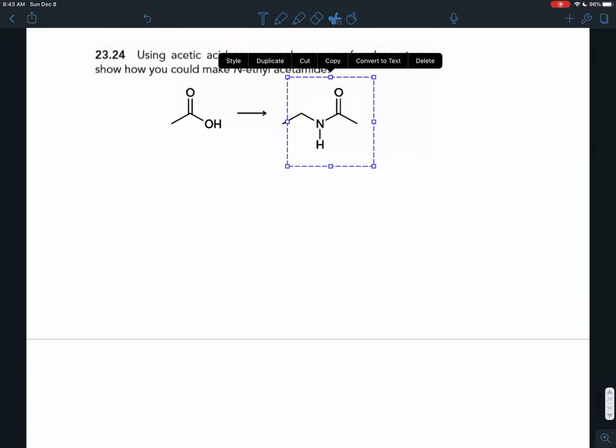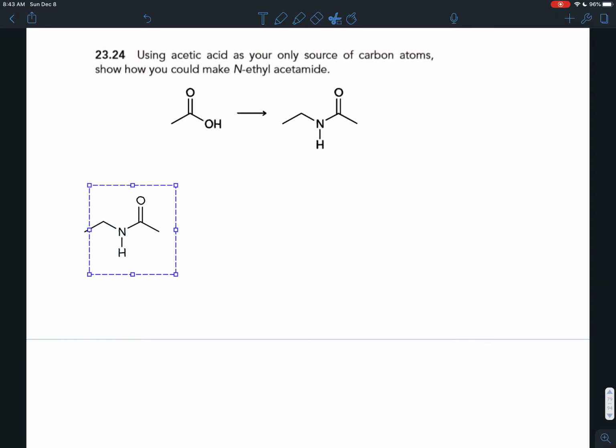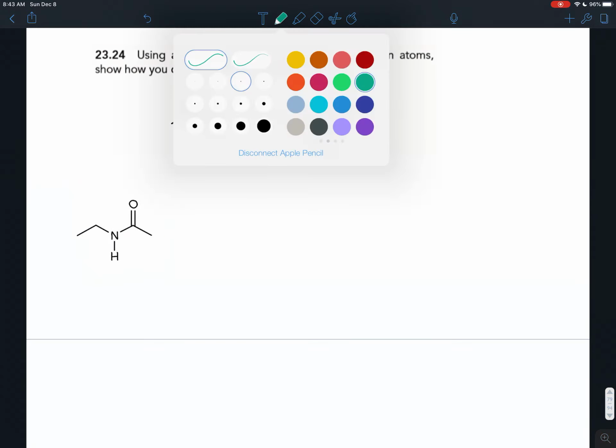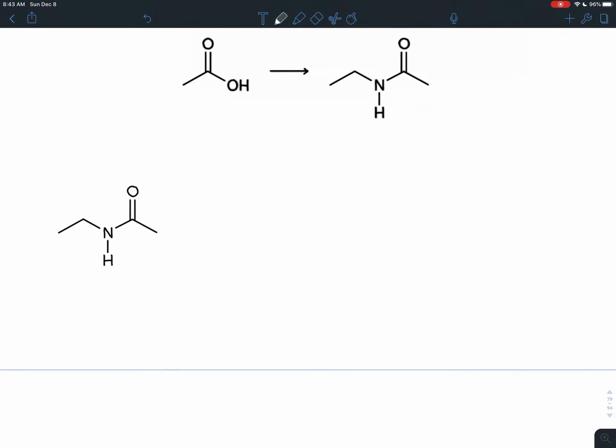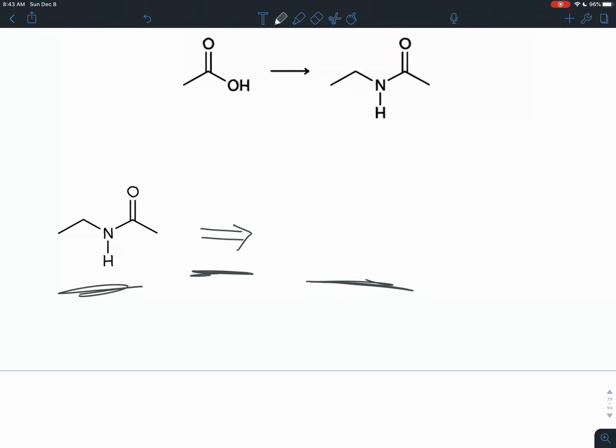I think this one is fun to approach from a retrosynthetic perspective. So if we think about this product, how can we make that? What do we need to make that? Remember, what this retrosynthetic arrow means is I could make this if I have this other thing.